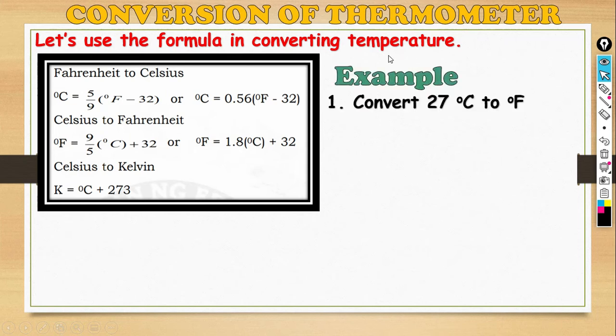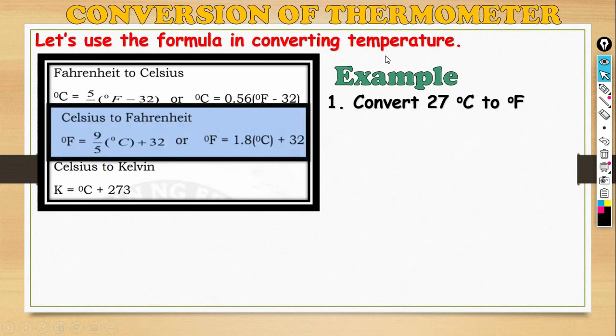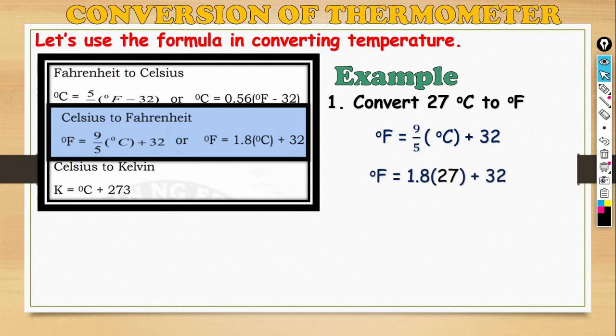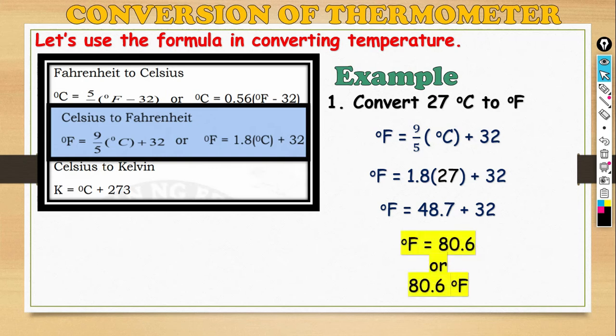So we have the example number 1, convert 27 degrees Celsius to degree Fahrenheit. So ano nandiyan ang gagamitin? Yung nasa gitna, Celsius to Fahrenheit. So we're going to use the formula. Substituting the value which is 27 dun sa degree Celsius. So 1.8 times 27, we have 48.7 plus 32. The answer is 80.6 degree Fahrenheit. Okay? Next.